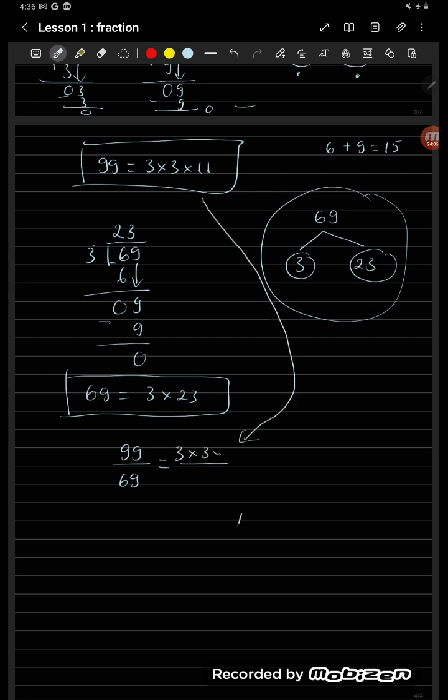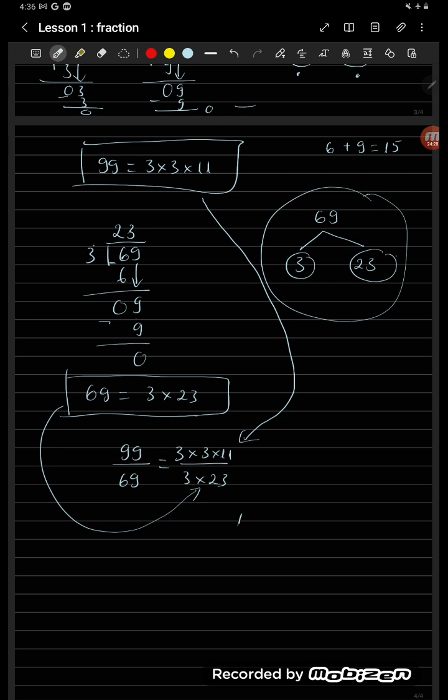3 times 3 times 11, okay? And 69 we have to the bottom, 3 times 23, okay? And look at them, okay? Both of them have a common factor 3. So here has two number 3s. Here has one number 3, okay?